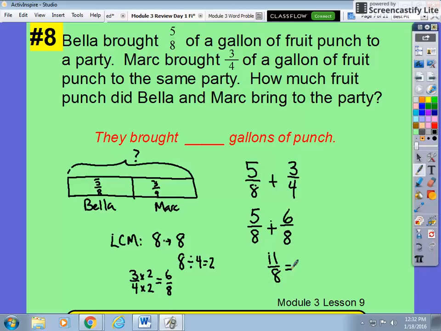And 11/8 equals 1 3/8. I can divide my numerator, 11, by 8 to find out how many whole groups of 8 I have in there. I have 1 with 3/8 left over, 1 3/8.